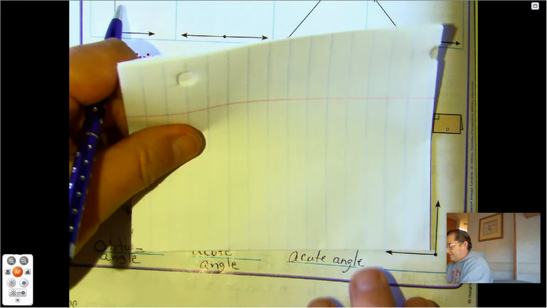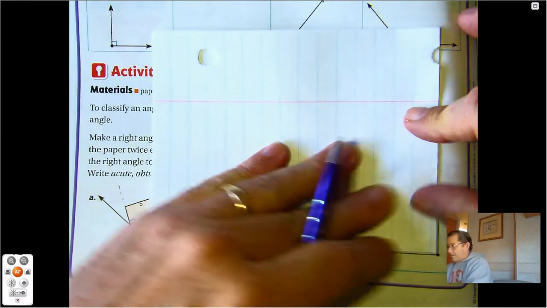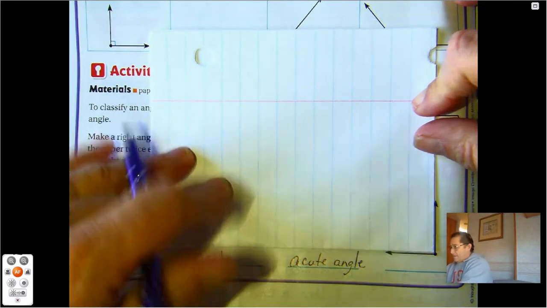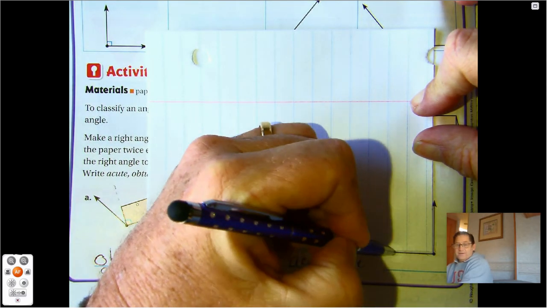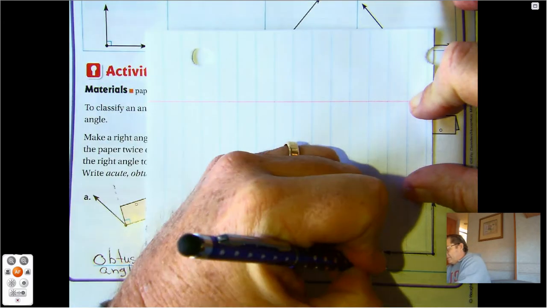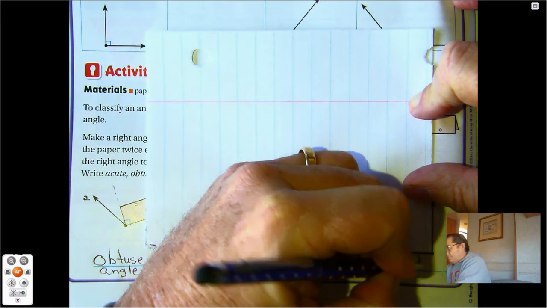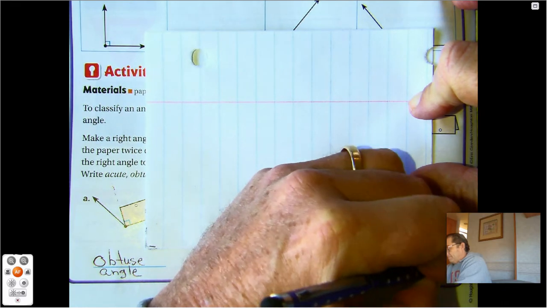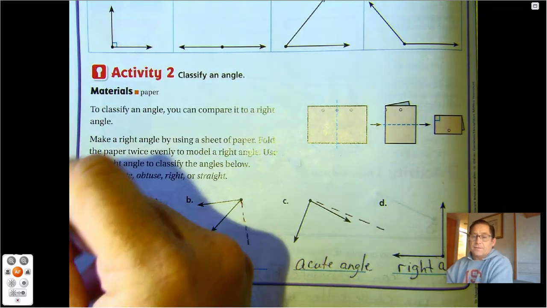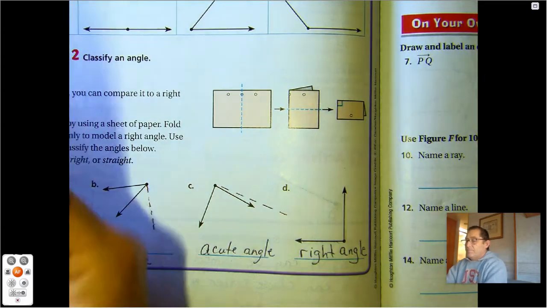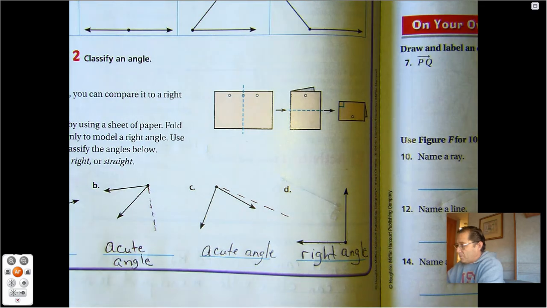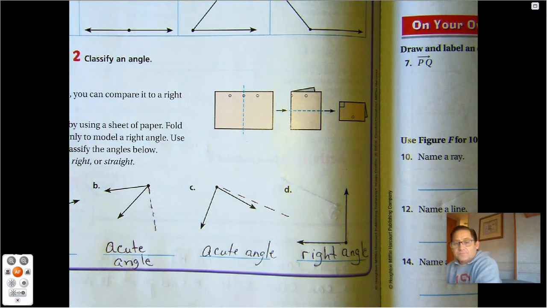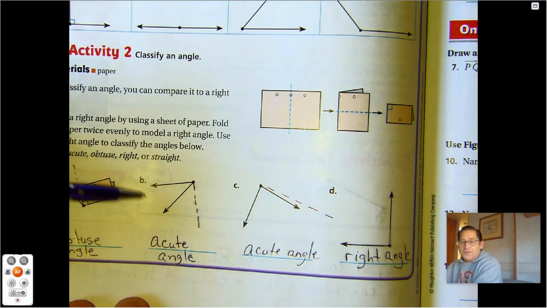And D. Okay, well, on that one, I see that it's exactly the same shape as the corner of my paper. This is a right angle. Okay, so you can make a quick tool to help you measure. You will get to the point where you can kind of visualize that, well, that's like this one here. Oh, that's definitely an acute angle.